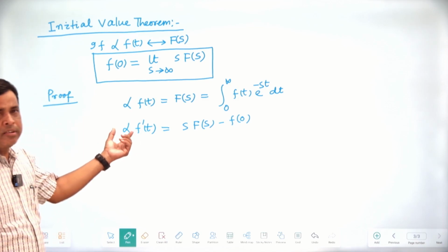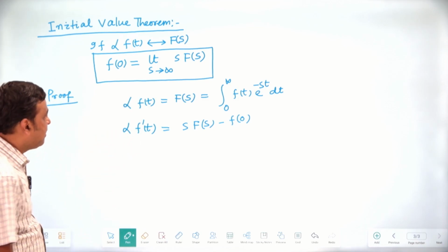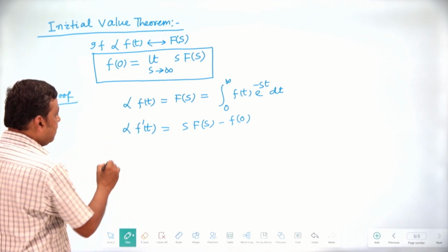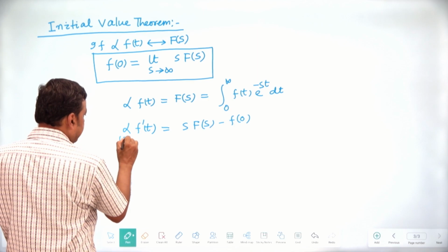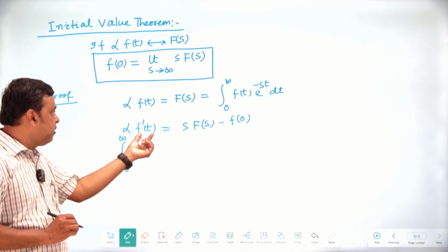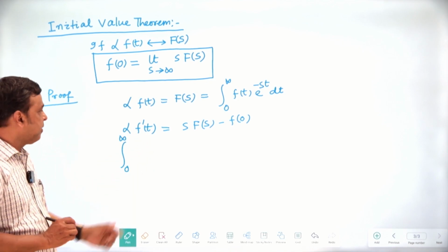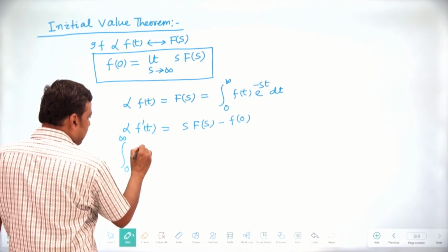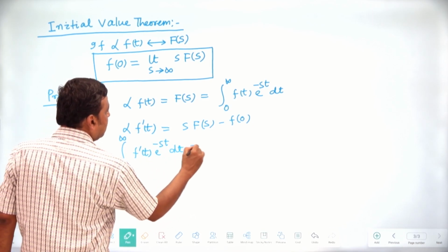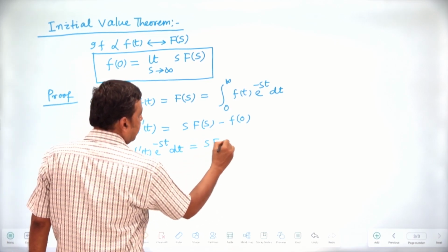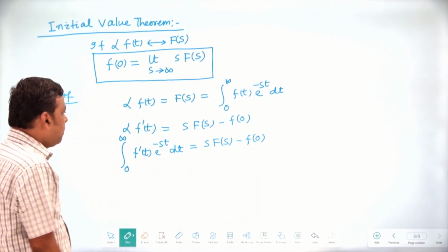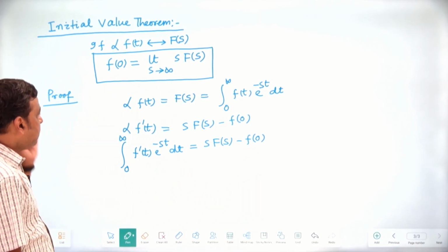So what is the Laplace transform of f'(t)? When you find the Laplace transform of f'(t), the formula is the integral from 0 to infinity of f'(t) e^(-st) dt, and that is equal to s F(s) minus f(0).